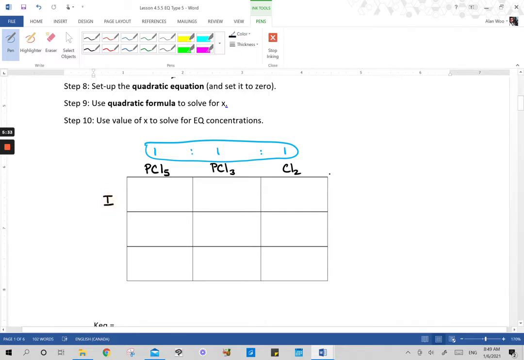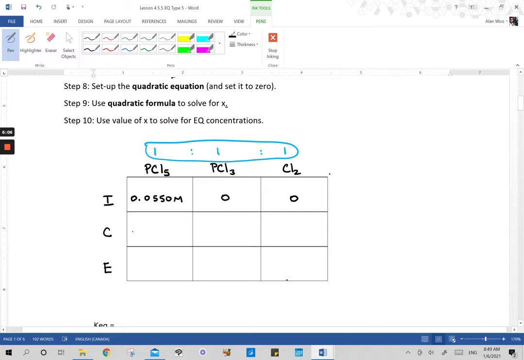ICE stands for initial concentration, change in concentration, and equilibrium concentration. We are only given one value. We were given that the reactant had an initial concentration of 0.0550 molarity. Because it's the start of the reaction, we can assume that we have 0 products, so 0 concentration.